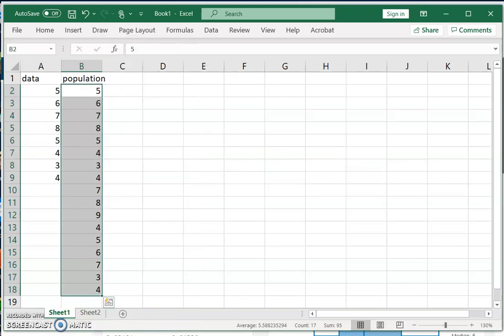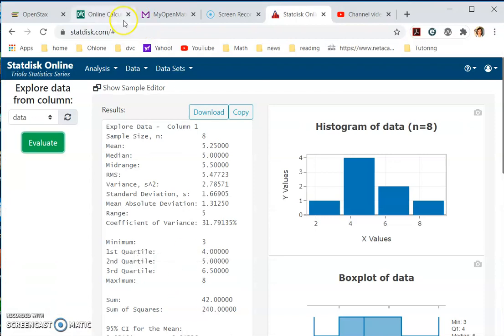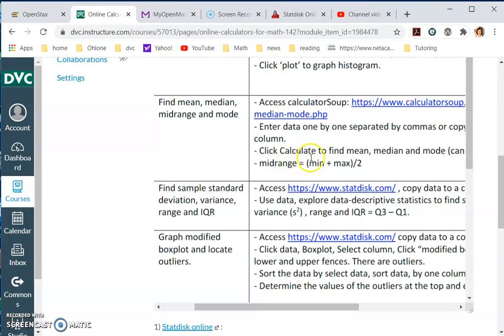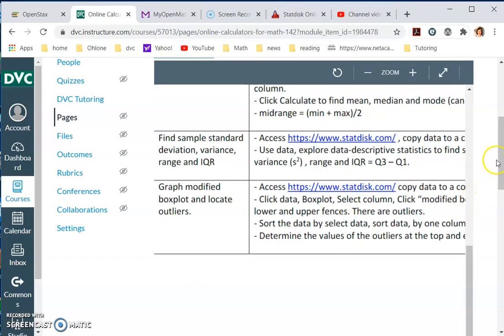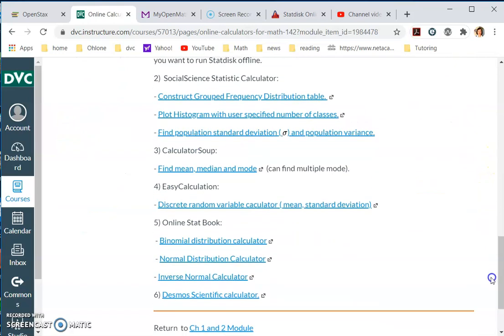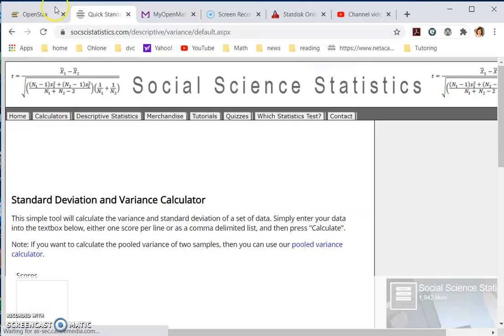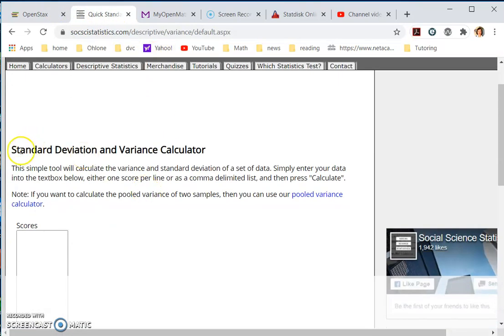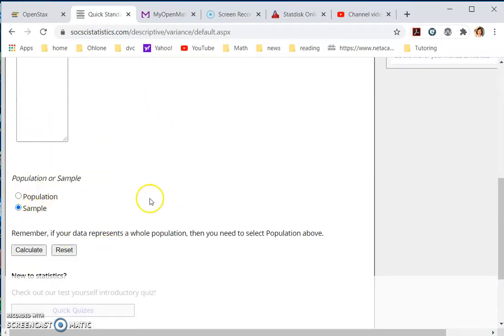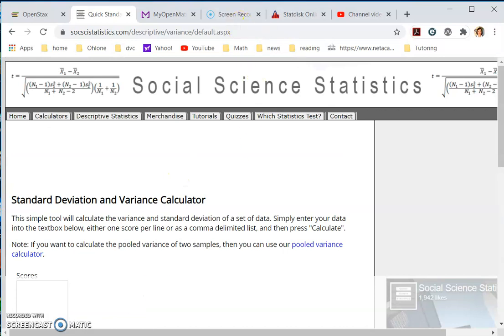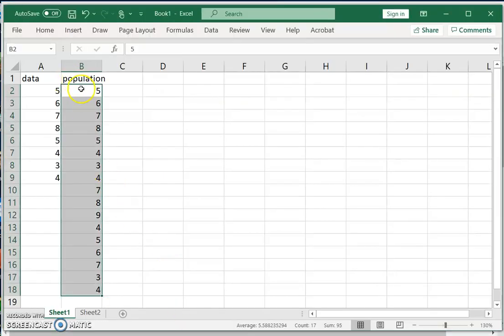I need to make sure what calculator I should use first, so I need to look at the calculators. Somewhere here they tell me that to find population standard deviation, I use the social science statistics calculator. So I click on that. I have a social science calculator open that helps me do standard deviation and variance for both population and sample. Now I'm going to go back to my population data.